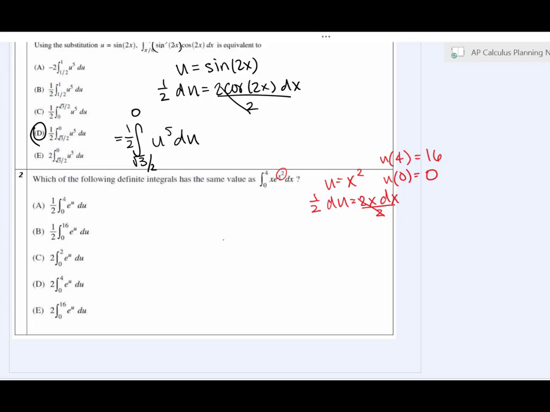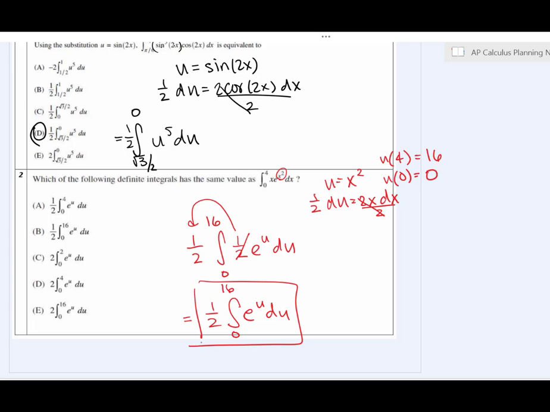So when I rewrite this, our boundaries are from 0 to 16. We're replacing that x squared with a u, and then that x dx with that 1/2 du. So we have a 1/2 e to the u du. Again, this 1/2 can be pulled out of that integral. So we're going to have 1/2 times the integral from 0 to 16 of e to the u du. And we're going to come over here. That matches letter B. So we are looking good to go.